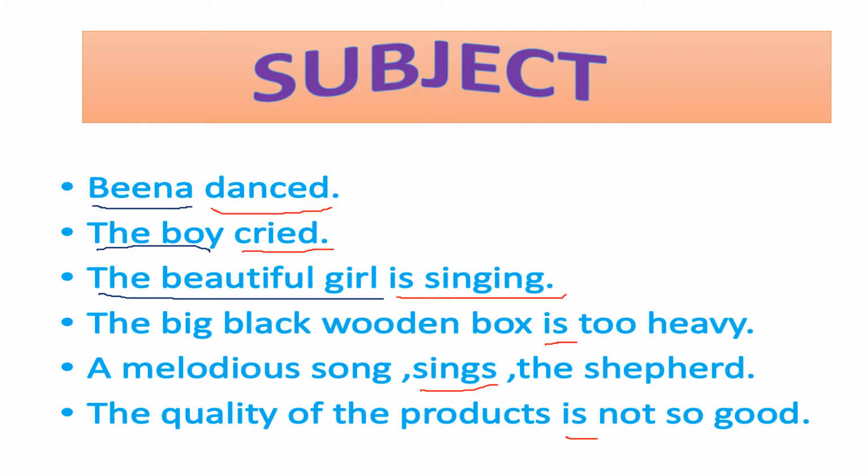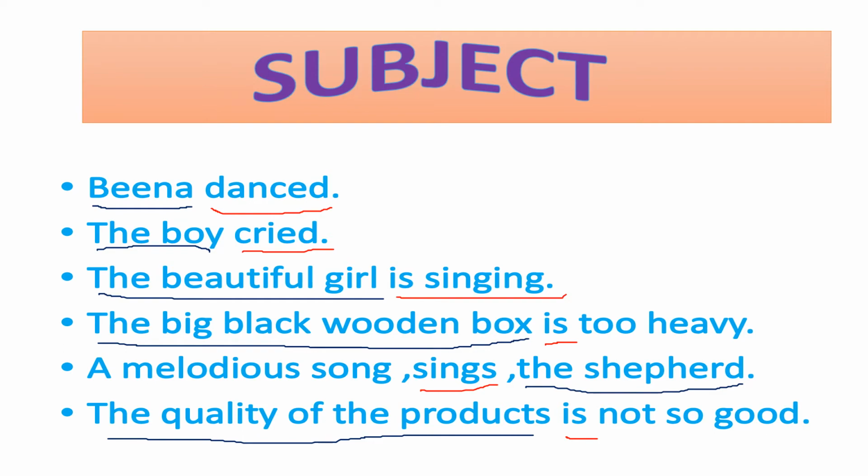In the fourth sentence, just ask yourself, what is too heavy? Then we'll get the answer: the big black wooden box is too heavy. In the fifth sentence, we can ask who sings, then we'll get the answer at the end of the sentence: the shepherd. Coming to the final sentence, ask yourself the question, what is not so good? Then you'll get the answer: the quality of the product.